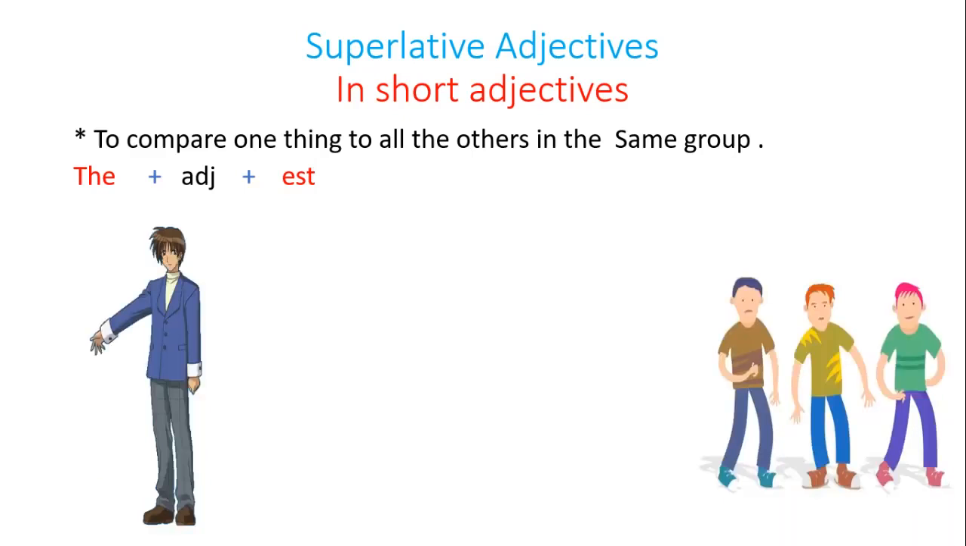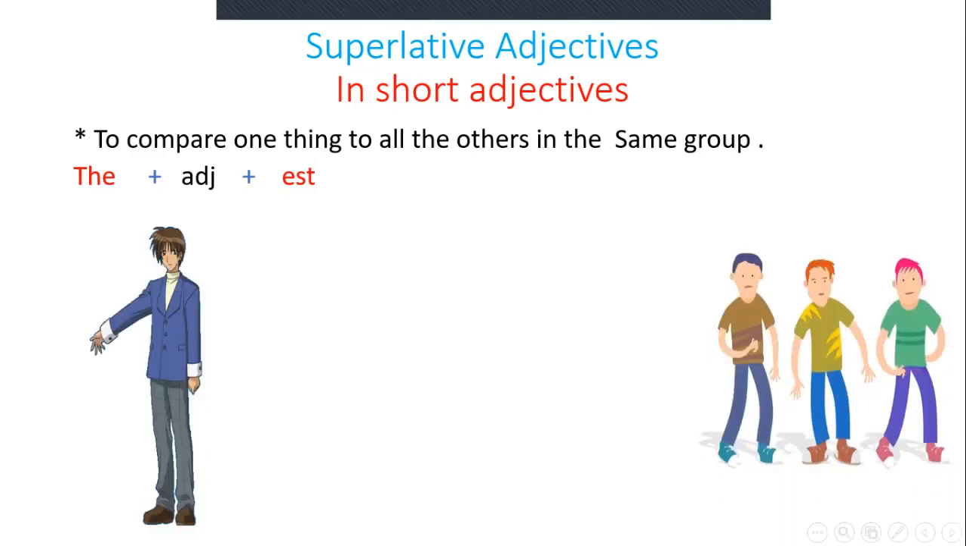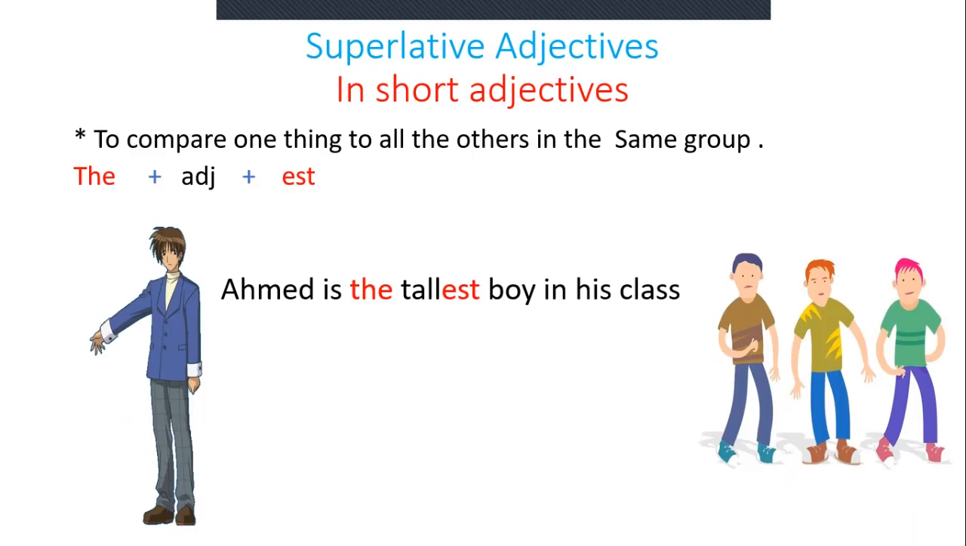Look at this picture. Look at this boy, Ahmed, and all these boys. Ahmed is the tallest boy in his class. Here, my students, we make a superlative because here we compare between Ahmed and all the boys in his class. Here, in the short adjective tall, we use the plus adjective tall plus est. Ahmed is the tallest boy in his class.